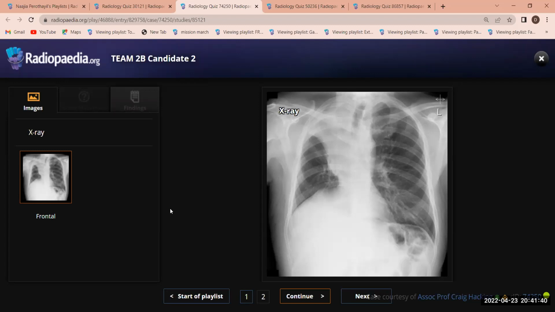Okay, would you like to offer any differential for this case? My top differential is lung tumor, as there is involvement of the rib lesion as well, or the clavicle as well. The other differential can be a collapse due to mucus plug, but which is less likely. Okay, sure.